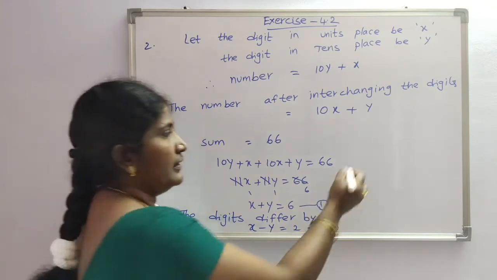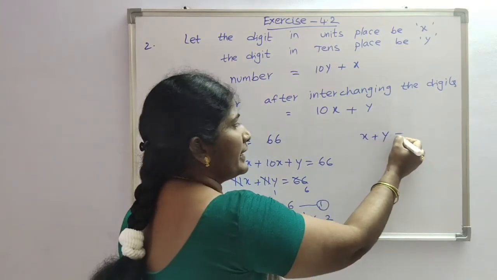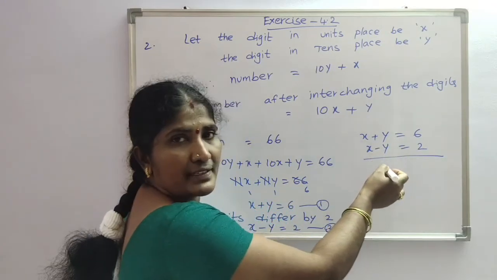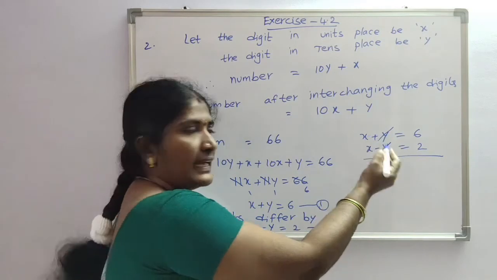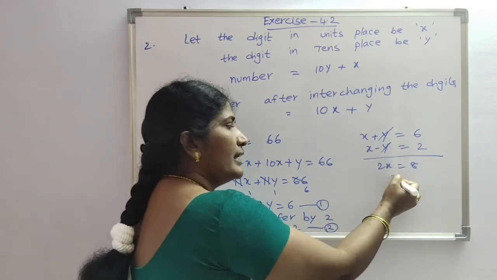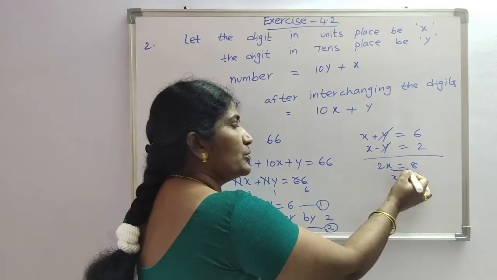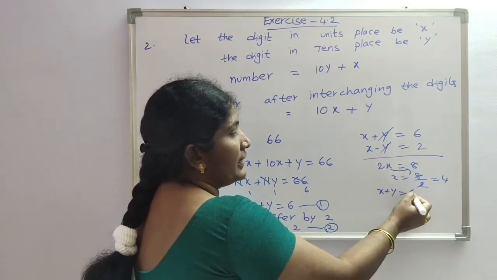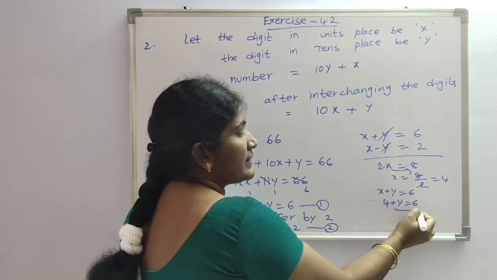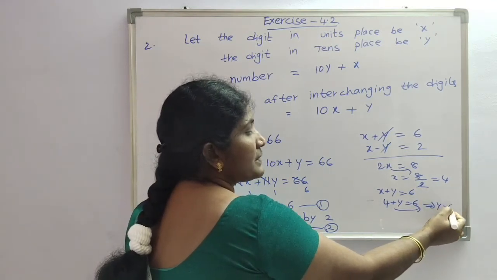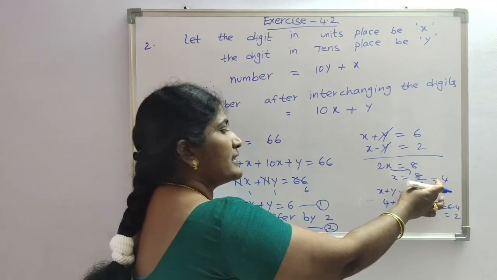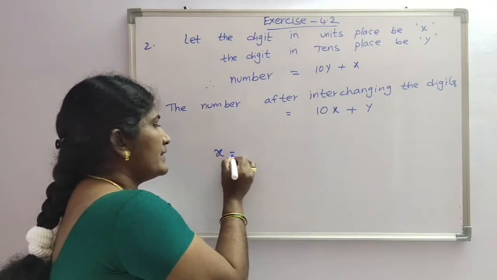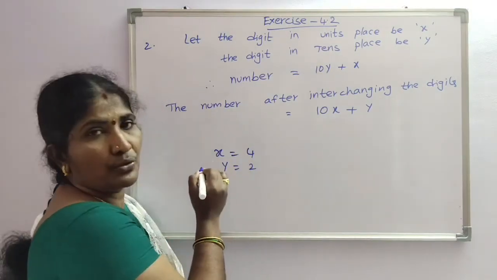Now two equations we got. Next process, just simplify the equations. x plus y is equal to 6 and x minus y is equal to 2. These are very simple equations. Plus y minus y get cancelled. 2x is equal to 8, and x is equal to 8 by 2, that is 4. If x is 4, x plus y is equal to 6, so 4 plus y is equal to 6. y is equal to 6 minus 4, that is 2. Here x means the digit in the units place, y means the digit in the tens place. Now we got x is equal to 4 and y is equal to 2.